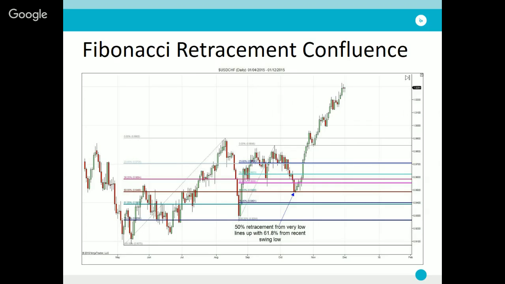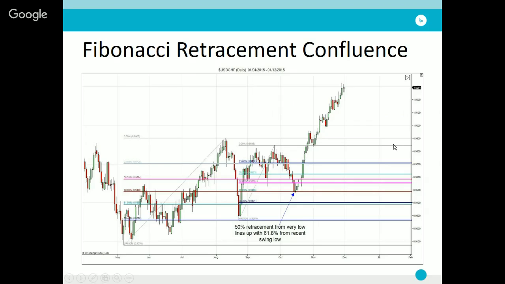Obviously, we would like the levels to be as close together as possible. Where they're sitting right on top of each other like this, that is particularly strong confluence. But so long as they are very close like this and there's only a small gap, then we still have confluence. The wider the gap is, the weaker the confluence is.